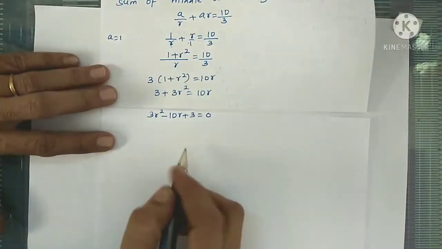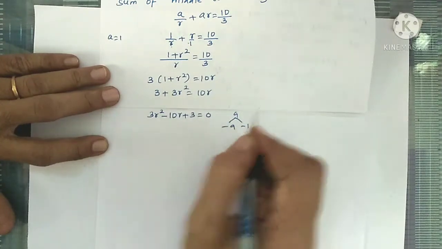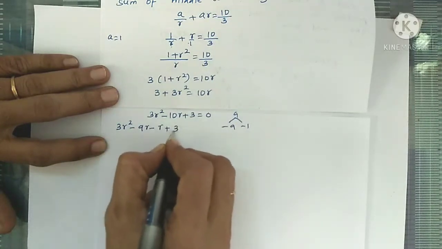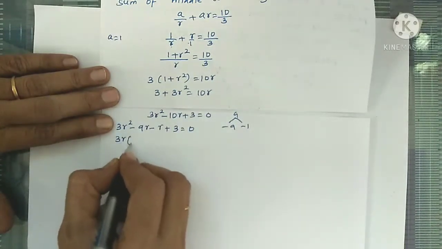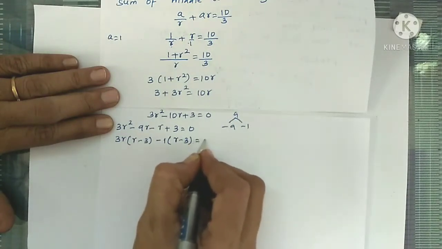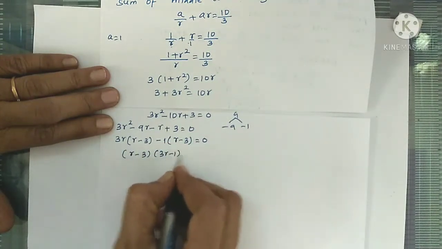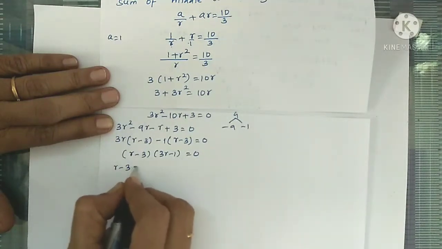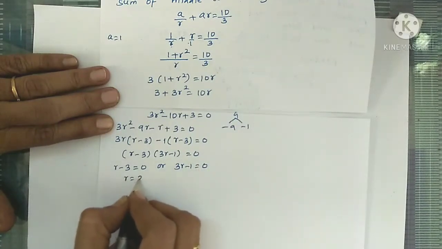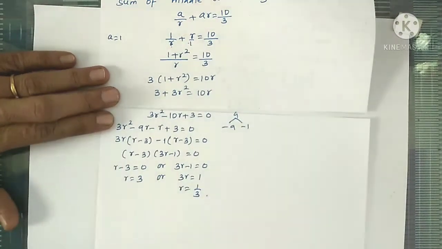Now let's factorize this. 3 into 3 is 9, the factors are minus 9, minus 1. So 3r² minus 9r minus r plus 3 equals 0. Taking 3r common, we get (r minus 3). Take minus 1 common from the last two terms. So we get (r minus 3)(3r minus 1). So either r minus 3 = 0 or 3r minus 1 = 0, r = 3 or r = 1/3.